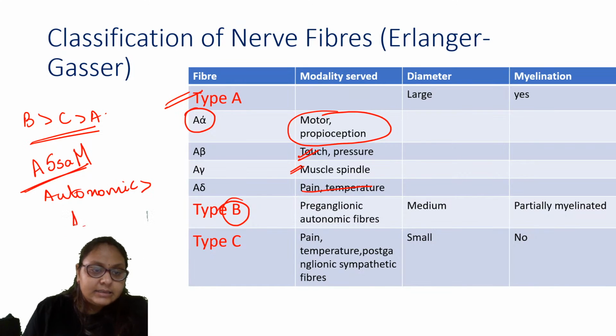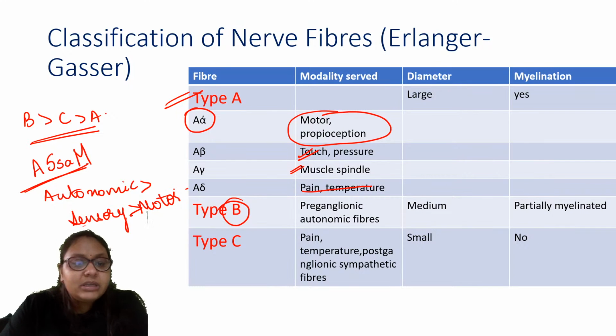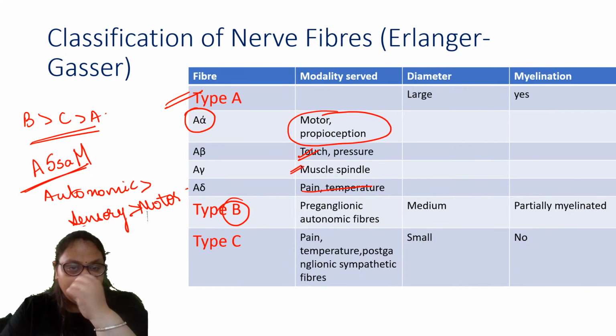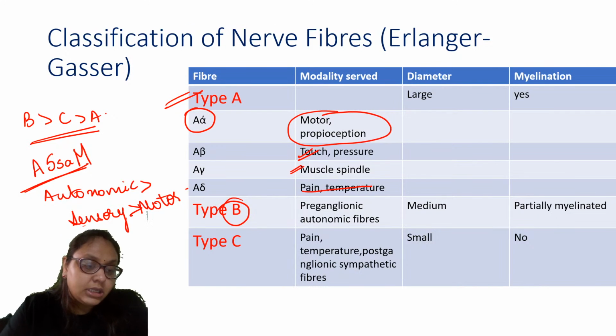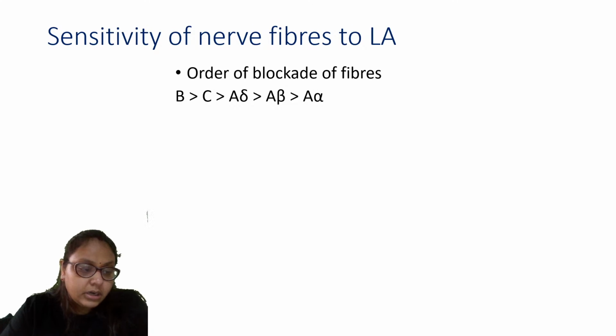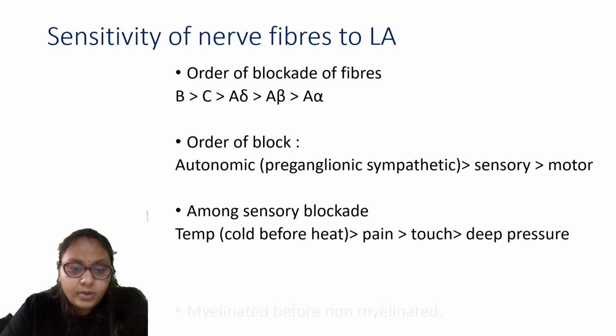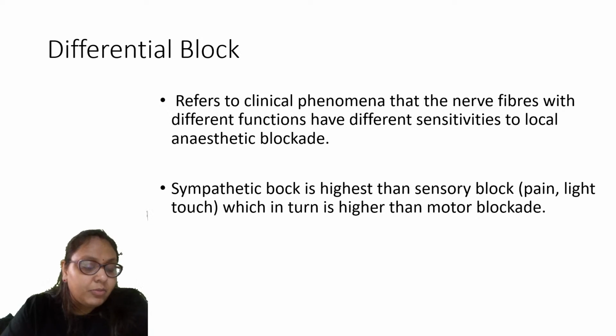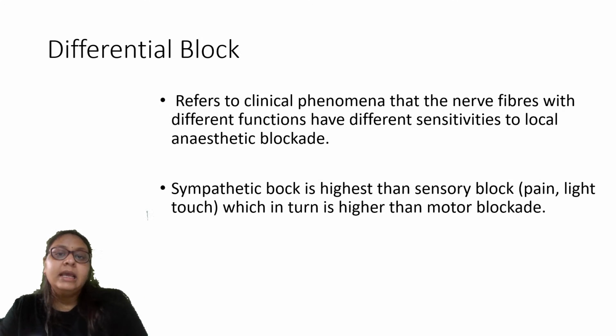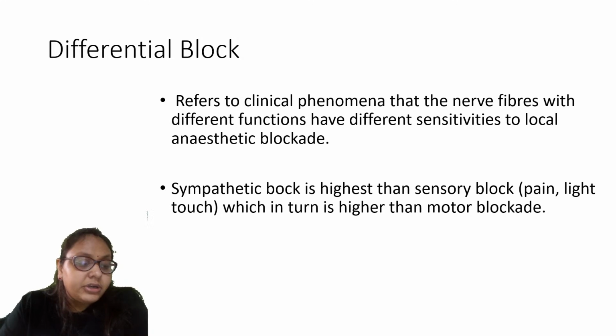Okay, then sensory, then motor. It is lost like this. First the autonomic is gone, then sensory, then motor, and therefore the name is differential. Yes, Dr. Kunal, it is autonomic, then sensory, then motor, and therefore, because of this order of block, it causes a differential type of block. Is it clear? Dr. Ragul, is it clear?